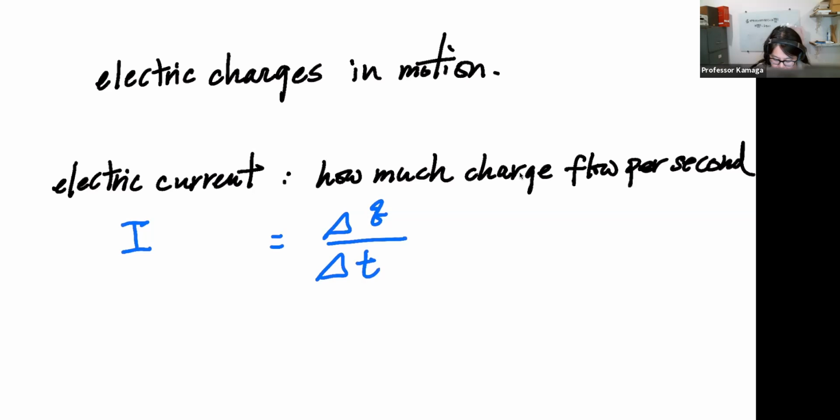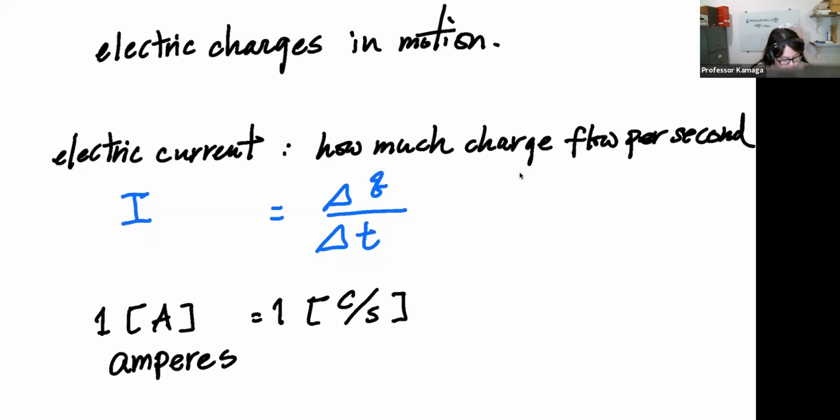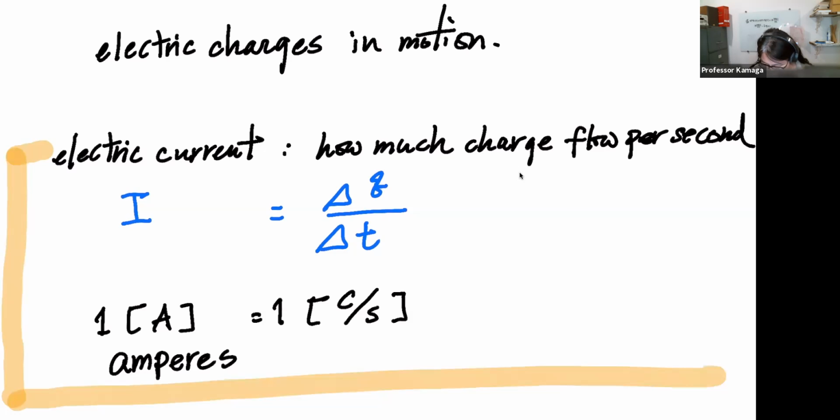So from here, you can see that a unit will be coulomb per second, but we use amperes as the unit for current. So 1 ampere equals 1 coulomb per second. This is what electric current is, to see how fast, how much charge flows. Okay.